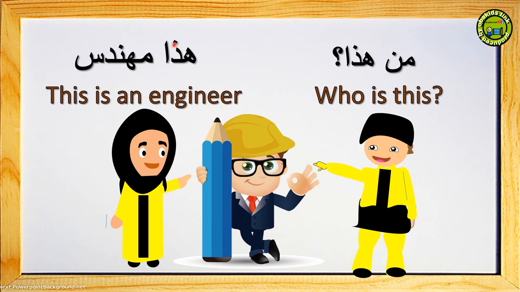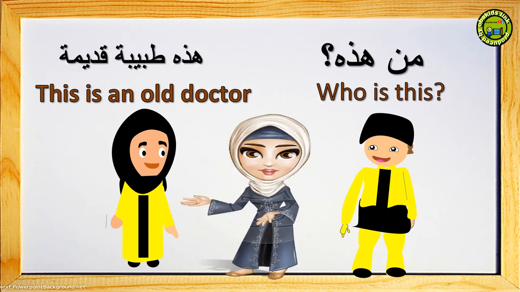Haza is the mubtada. Muhandisun is just used to describe haza. Let us continue with this explanation. Man hazihi. Man is the interrogative particle, and hazihi is again a demonstrative pronoun, but it's also the subject. As you can see, it's feminine this time, not masculine. Man hazihi means who is this.